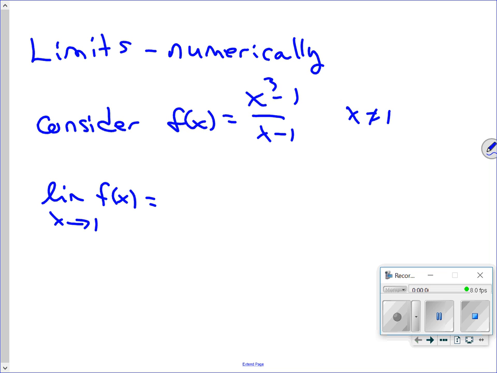Okay, ladies, here are the last bit of notes from class yesterday. What we're looking at here is limits numerically. We've looked at them graphically and we've looked at them analytically by considering the function, and now we want to look at them from a data table.